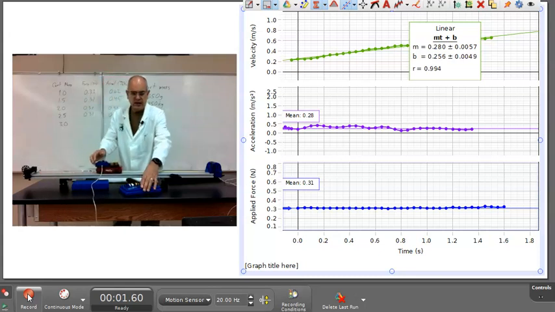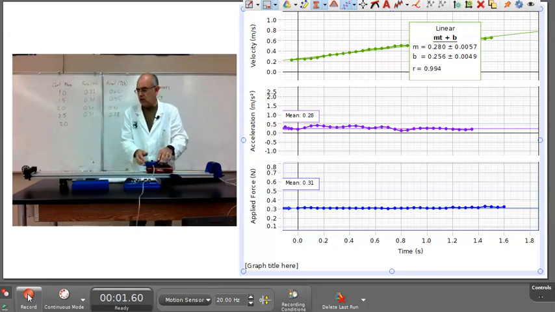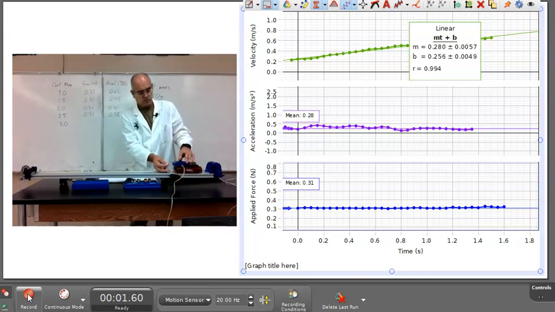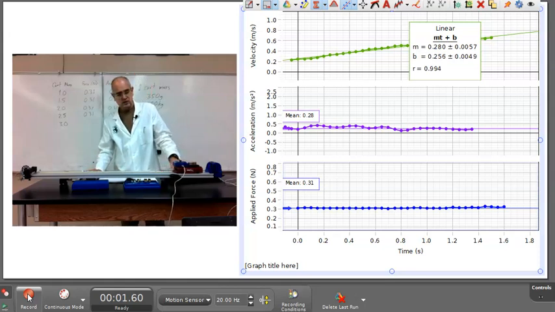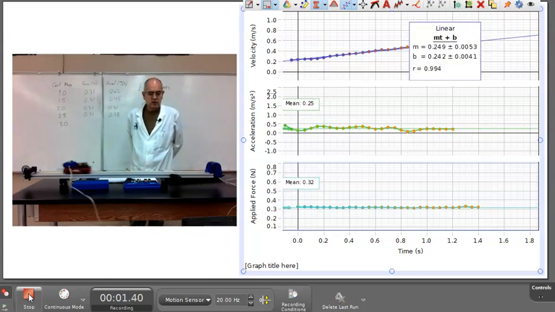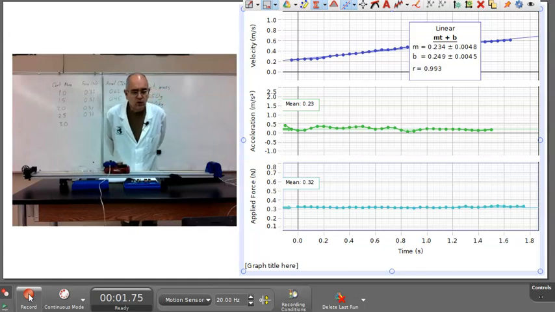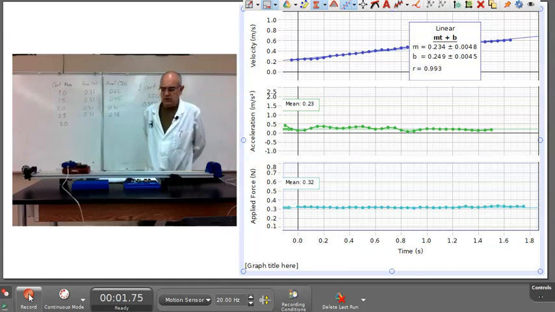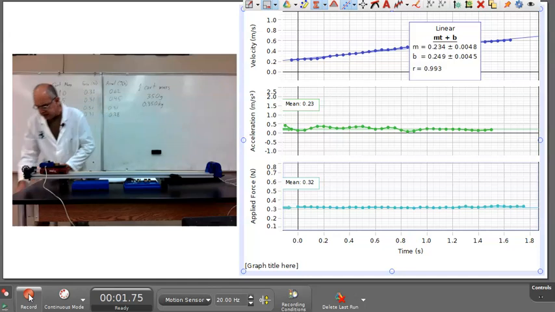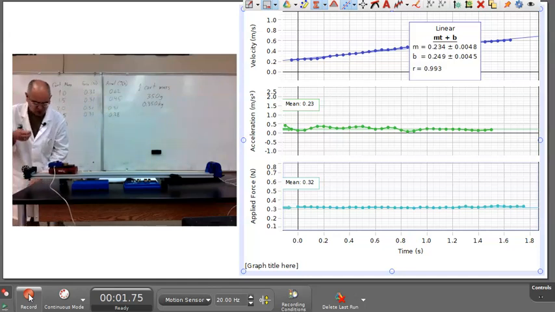Let's repeat the experiment again. This is the run with 3 cart masses. Zero the force sensor. Let's zero the force sensor one more time, and now let's see what happens. Okay, the force is a little bit on the high side, 0.32. So what I'm going to do is take some mass off of the mass holder at the end.